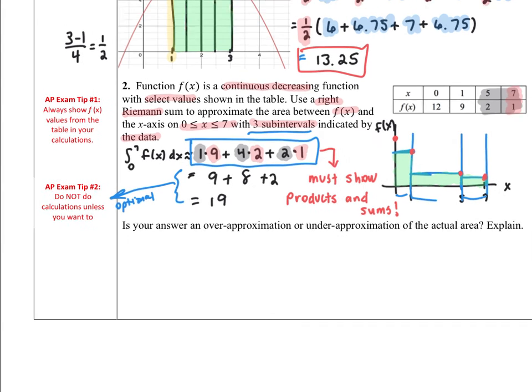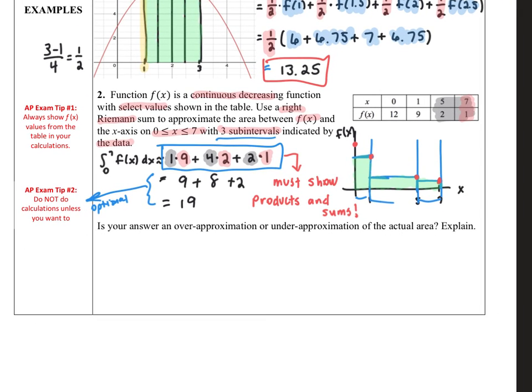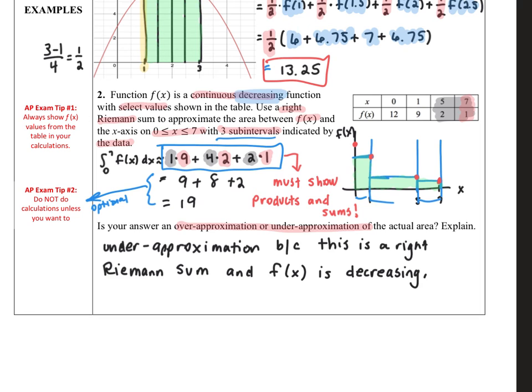My last question wants to know if my answer of 19 is an over or an under approximation of the actual area. What I'm told about f of x is that it's decreasing. I would need to be told that f of x is decreasing. I could not draw that assumption just looking at these decreasing values. I need to be told that this graph is decreasing. And what we said above is if you have a decreasing graph, then a right Riemann sum would result in an under approximation. So because I am told f of x is decreasing, I know that my right Riemann sum is an under approximation, and this is pretty much all you need to say right here.